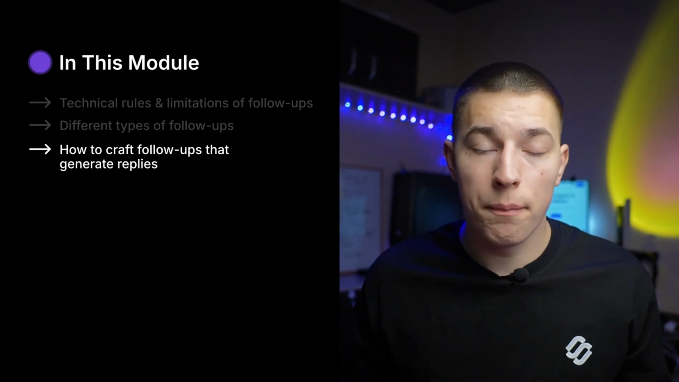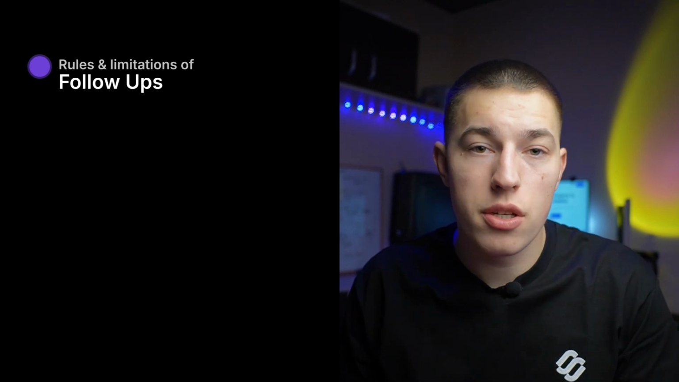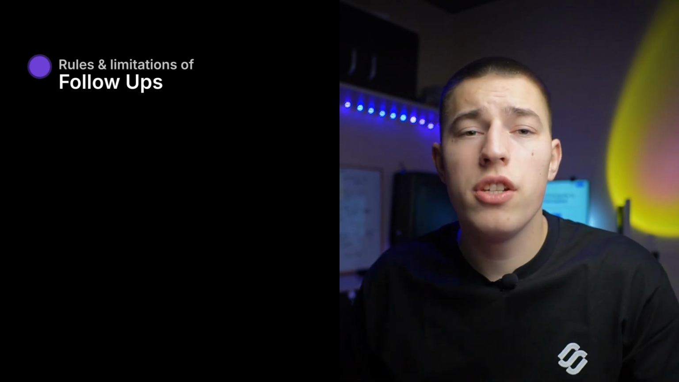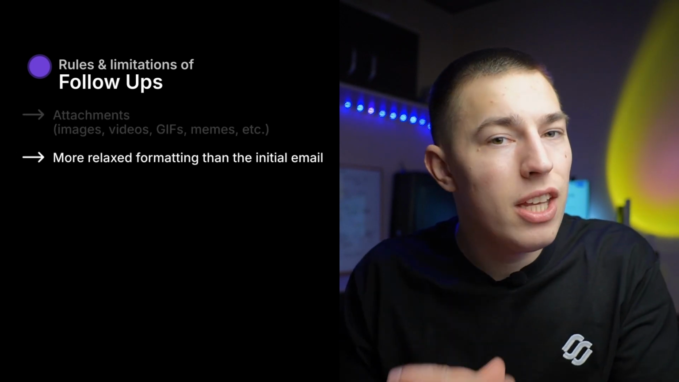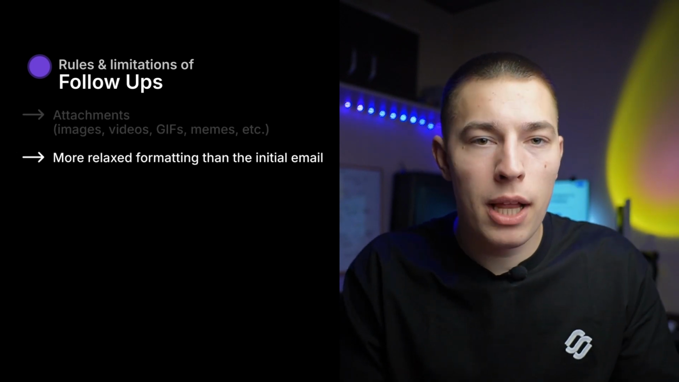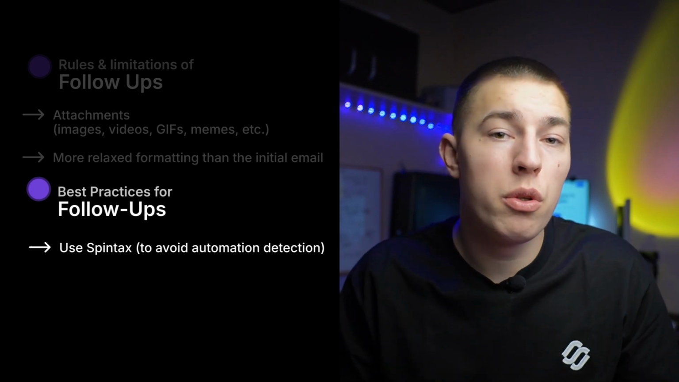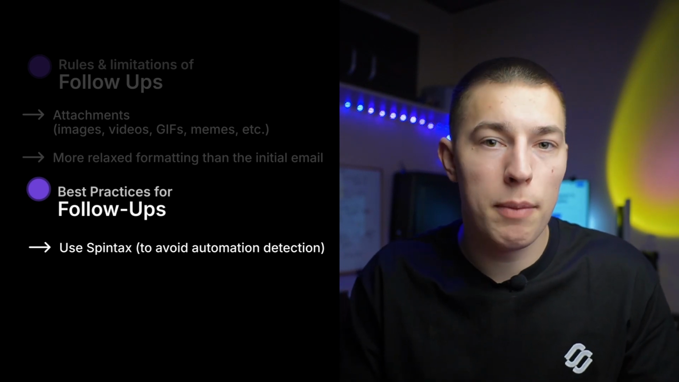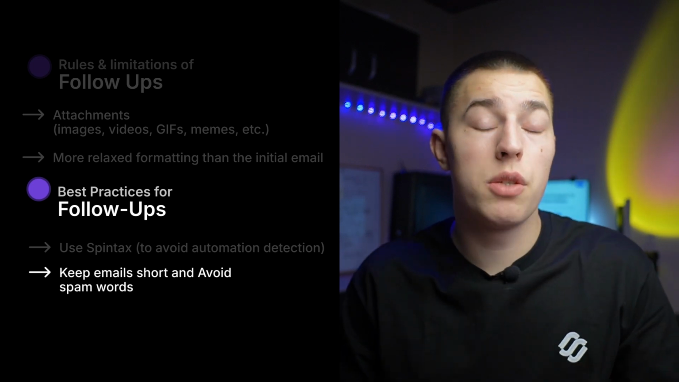So let's begin. Just like with initial emails, follow-up emails also have some rules and limitations. Overall, they're not as strict as initial emails. You can send attachments like images or videos because the initial email has already landed in the primary mailbox. You should still, however, spin text your follow-up emails and follow other rules we mentioned when we talked about writing the email copy. Rules like not overusing emojis, keeping the email short, and avoiding spam words.